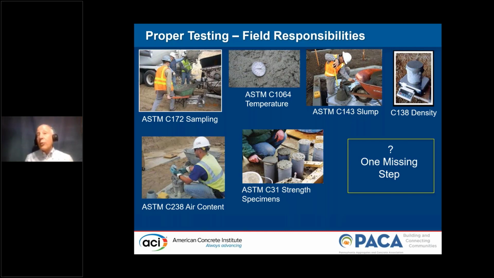The second most important test is measuring the air content, especially in areas of the country where we have freeze and thaw concerns. And the one that's really important, the primary test, is measuring its strength properties. We need to know that concrete meets the building code requirements and the design requirements of what we're expecting. Well, that's pretty much it, right?